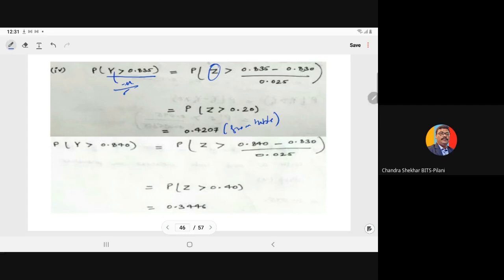In the same question, they have asked what will be the probability when y is greater than 0.840. So just instead of 0.835, we write 0.840. So here we have z greater than 0.840 minus 0.830 upon 0.025. So it will come z greater than 0.40. From the table its value will be 0.3446.